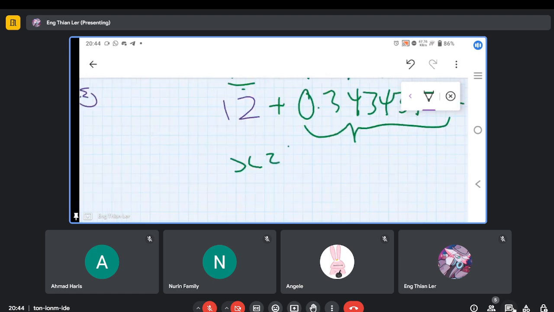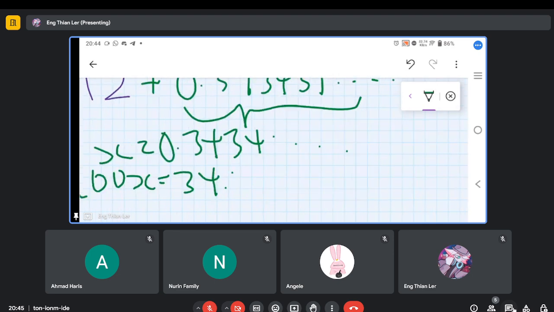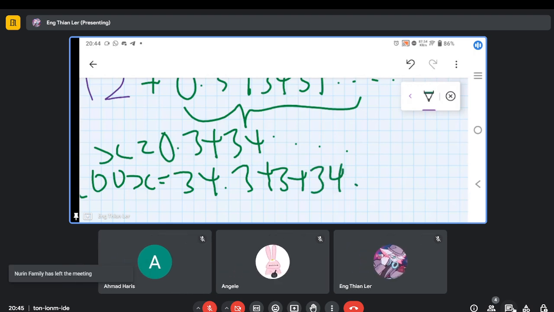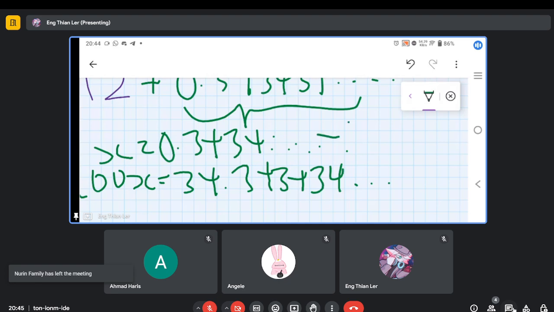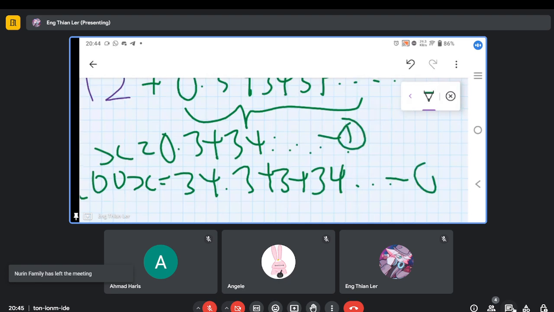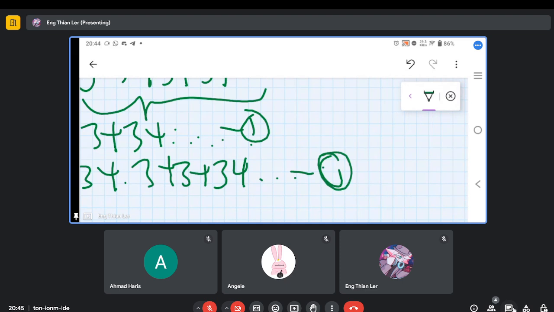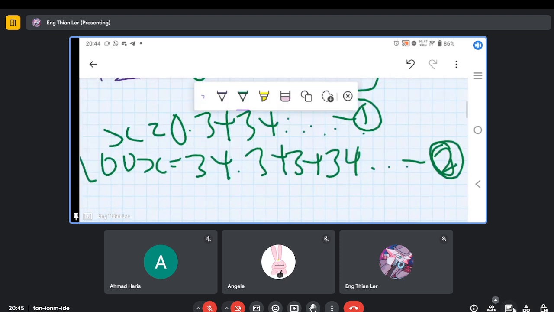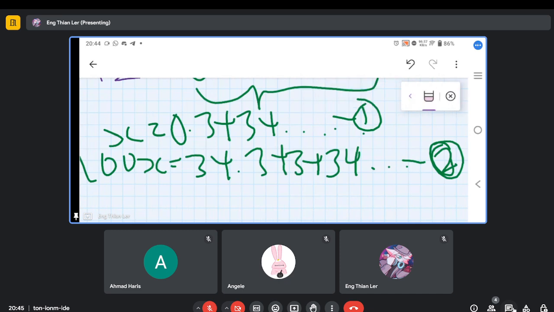x equal to 0.343434... and 100x equal to 34.343434... This is the first equation, and this is the second equation. So what are we going to do? We're going to do equation 2 minus equation 1.